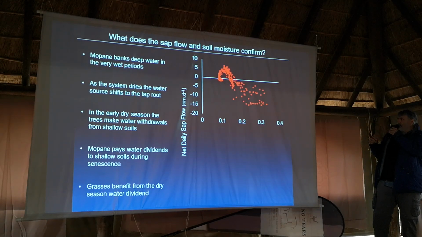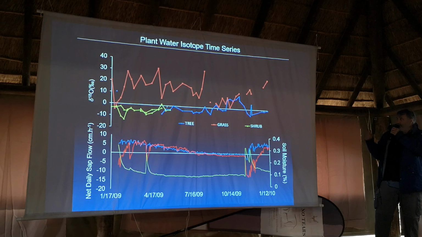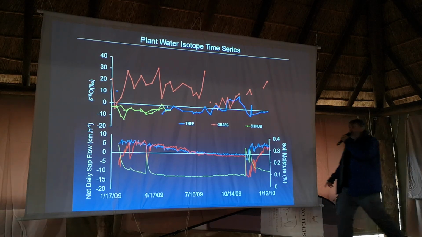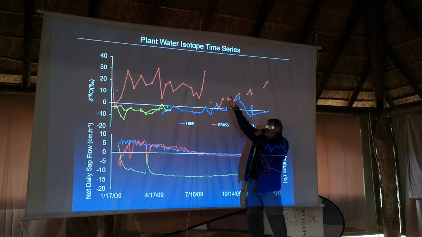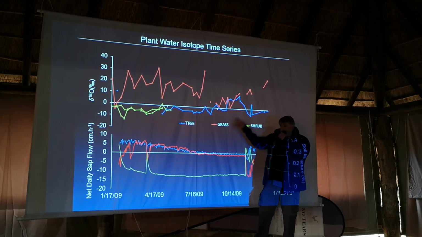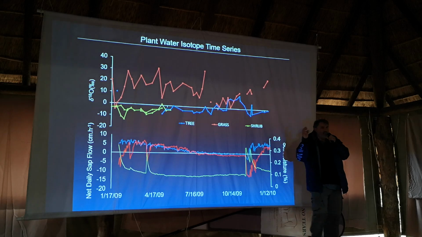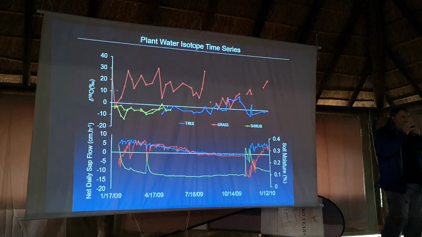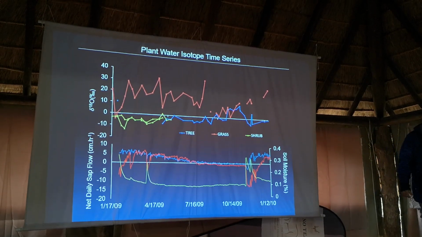Look at the grasses. Nope. The grasses are plotted in red. They've got high oxygen isotope values, and they come down and they match the Mopani here at this very dry time of the year. Remember I said to you, those negative oxygen isotope values on the, let's go back.